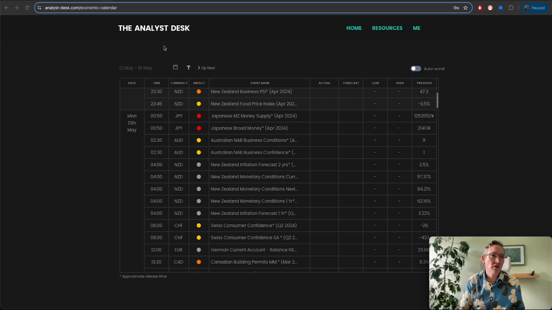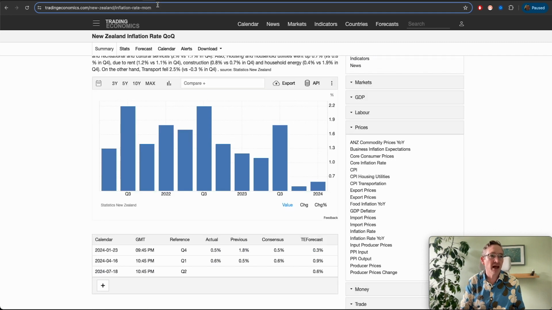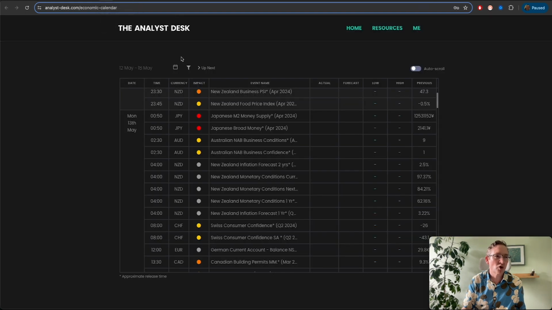Now, if you look at the last batch of New Zealand data we've had, what you can see is that the headline came in at 4% and the quarter-on-quarter reading came in at 0.6%. Now, this was pretty much in line with expectations, but crucially, it was above what the RBNZ have been projecting.